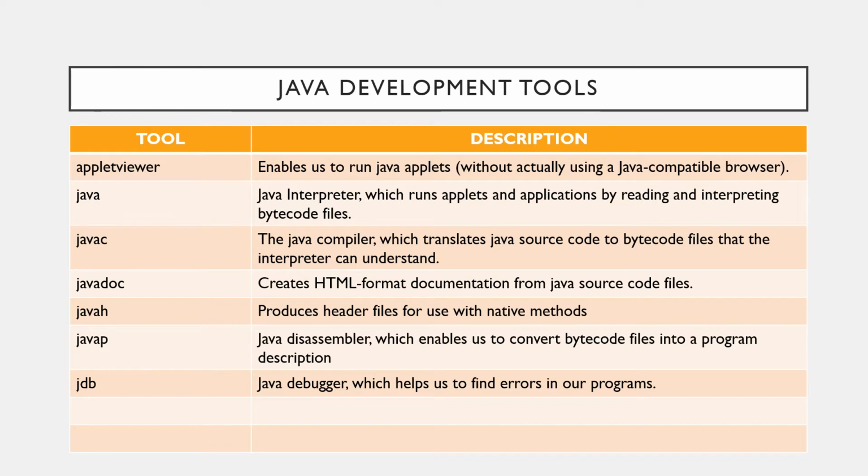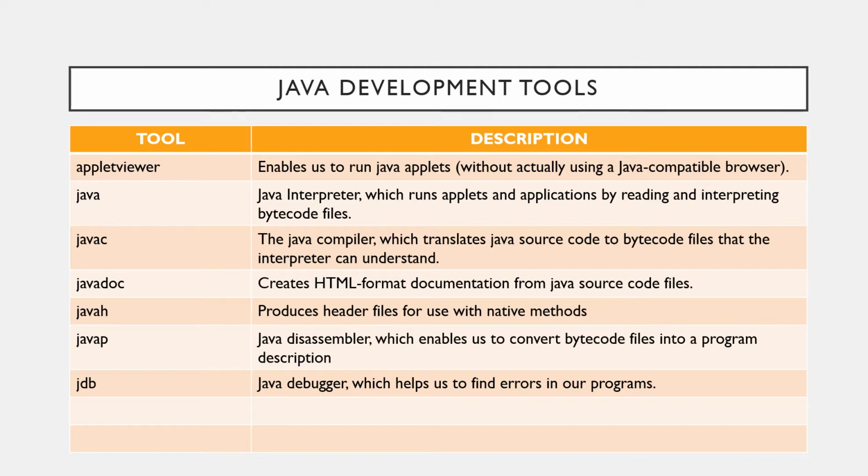The first one we call Applet Viewer. As I already told, the Applet Viewer is a tool that enables us to run Java applets without actually using a Java compatible browser. Then next is the Java tool. Java is the Java interpreter, which runs applets and also applications by reading and interpreting bytecode files. This is carried out by using the tool called Java.